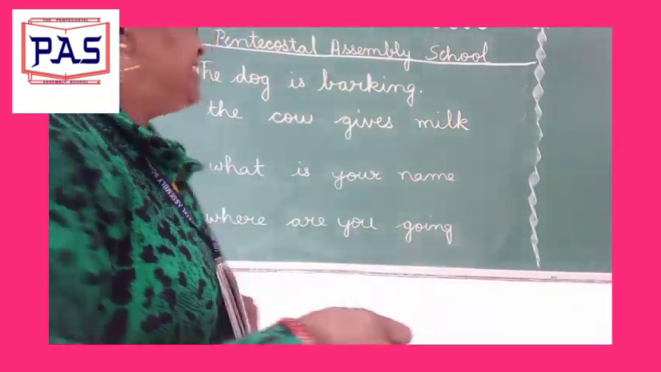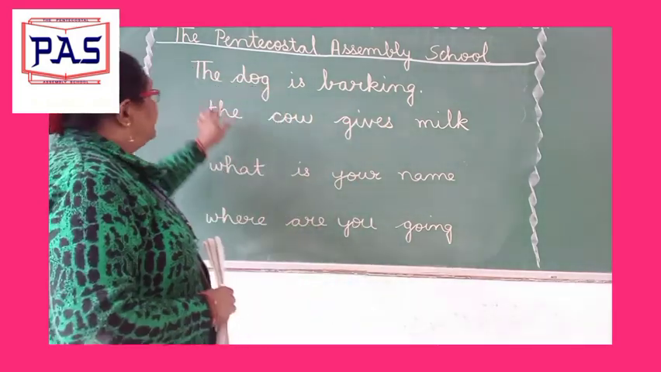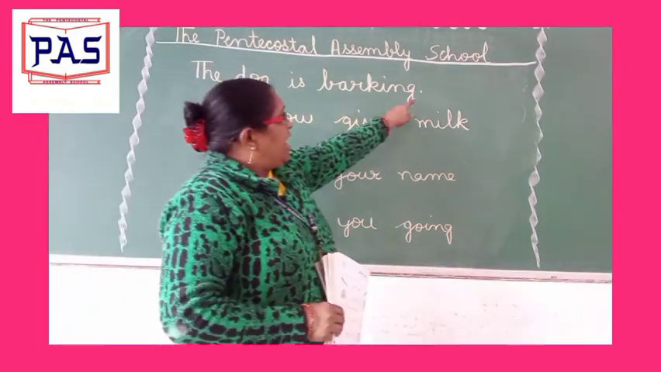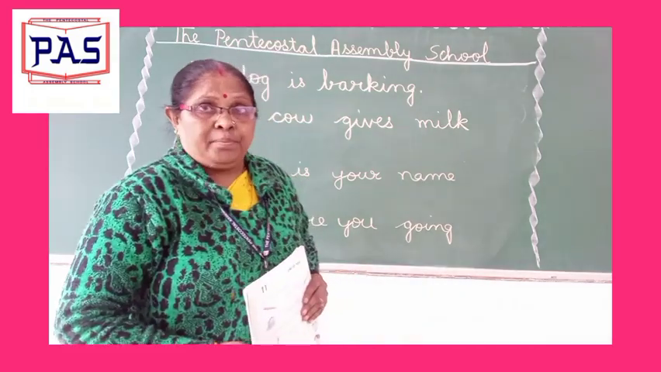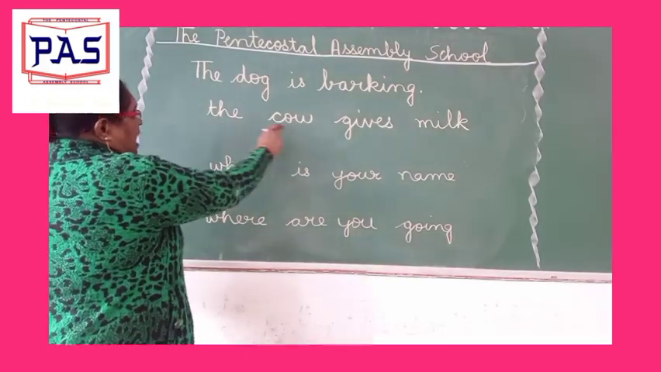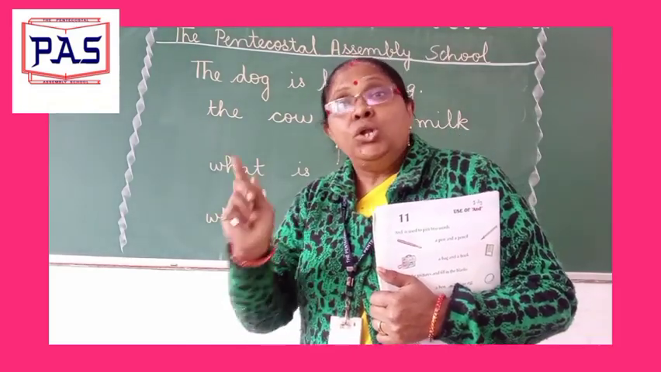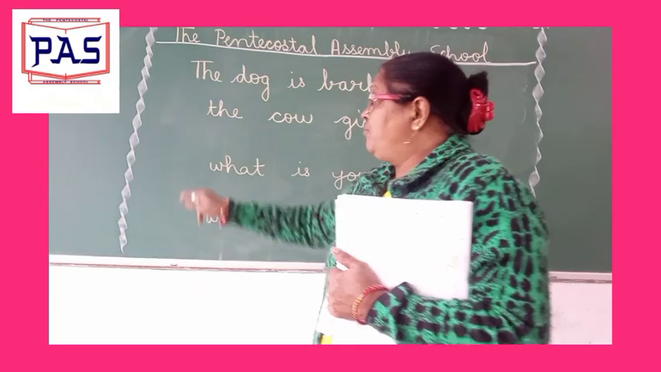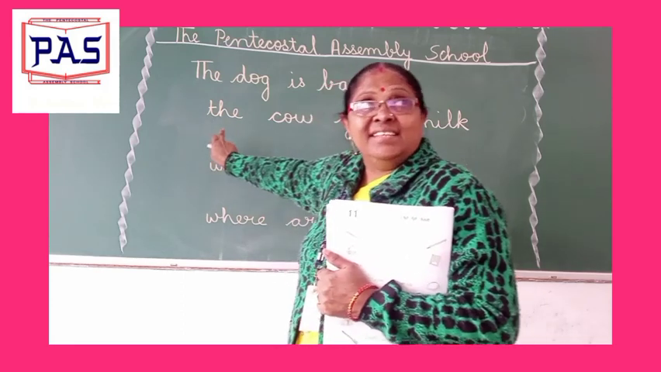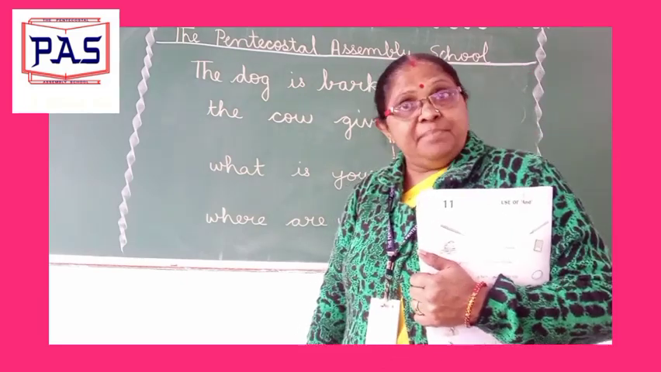Let us look at this sentence. The dog is barking. See, it started with capital letter T and ended with a full stop. Now, let us look at the next sentence. The cow gives milk. Children, have I written it correct? No, it is not correct. The first letter should be capital and it is a sentence, so it should end with a full stop. Now let us make it correct.